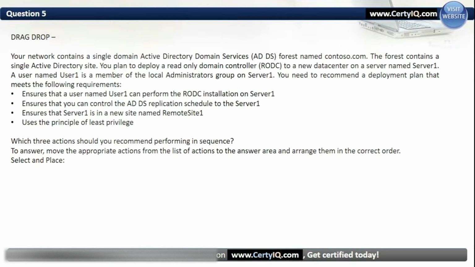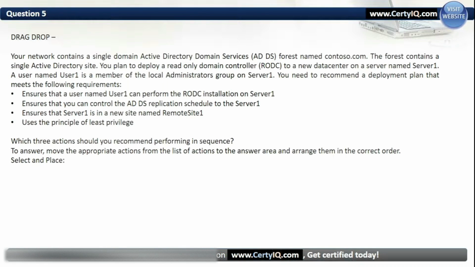You need to recommend a deployment plan that meets the following requirements. Ensures that user 1 can perform the RODC installation on server 1. Ensures that you can control the AD DS replication schedule to server 1. Ensures that server 1 is in a new site named remote site 1 and uses the principle of least privilege. Which 3 actions should you recommend performing in sequence?